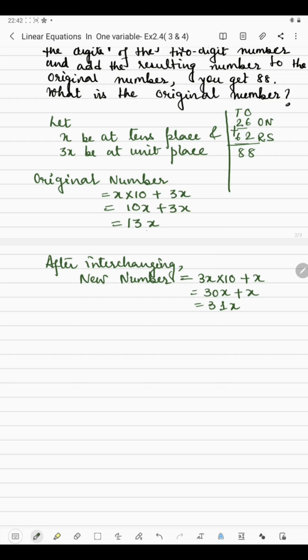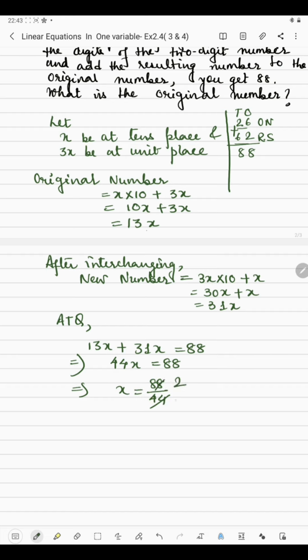Now it is said that if you add these two, the original number and the new number, you will get 88. So according to the question, the original number added to the new number gives 88. So 13 plus 31: 3 plus 1 is 4, 1 plus 3 is 4. So 44x is equal to 88. So what will be the value of x? 88 divided by 44, so it's 2. 44 ones are 44, 44 twos are 88. So the value of x is 2.